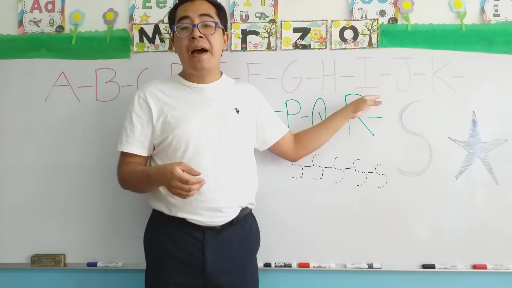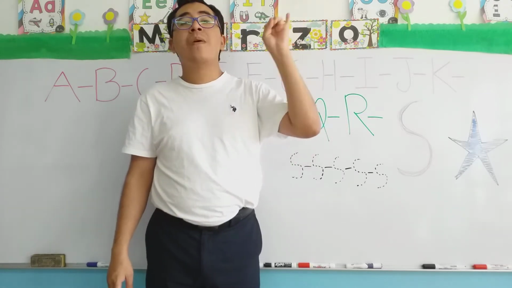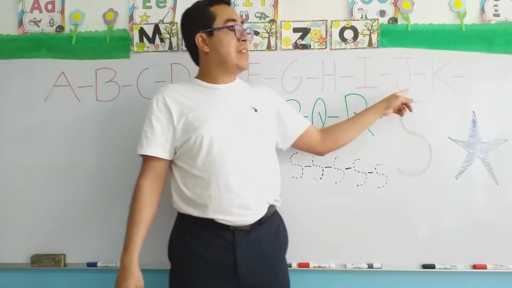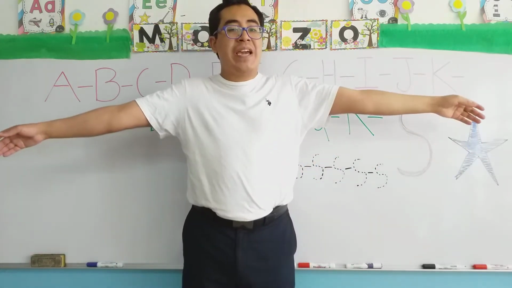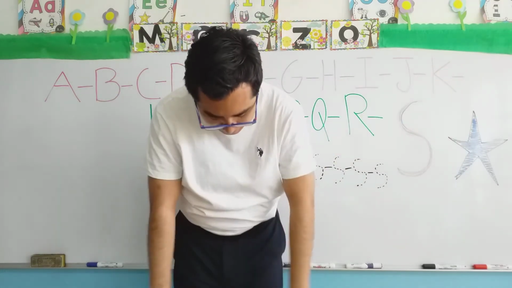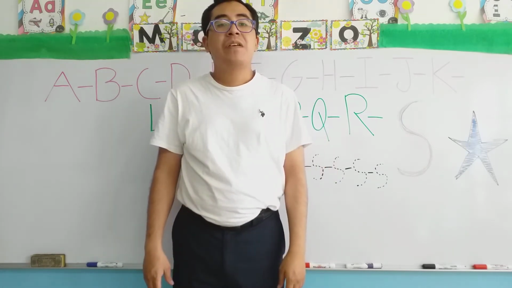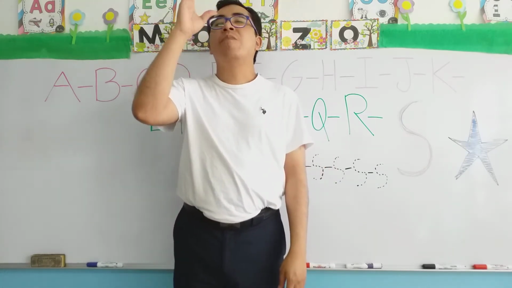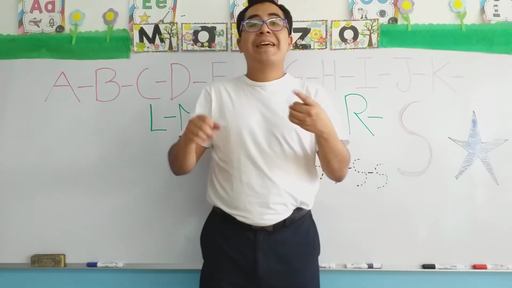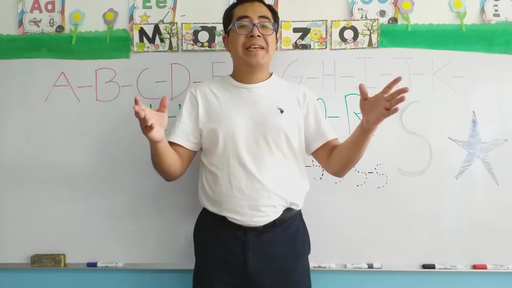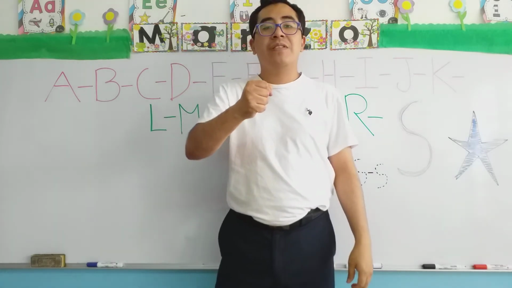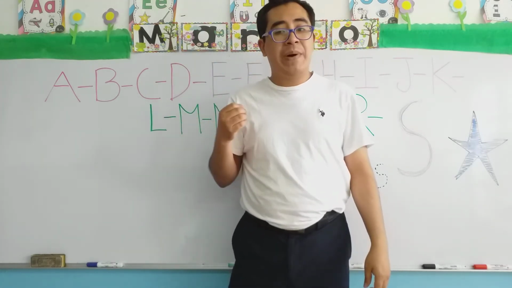Then for capital I, we have igloo, ice cream, insects. For capital J, we have the jacket. Whenever we are cold, we put on a jacket. We have jeans. We have juice, which in Spanish, jugo. For capital K, we have kite. Remember the kite, a toy that is made of paper with a string on it so we can hold it. In Spanish, cometa o papalote.